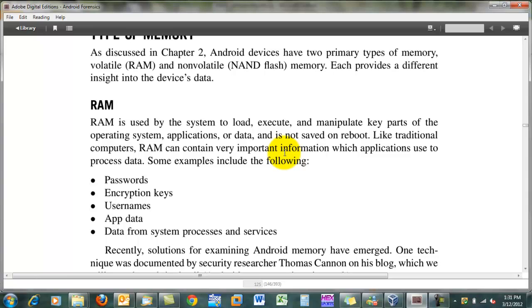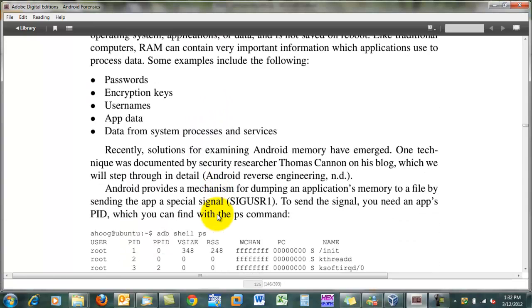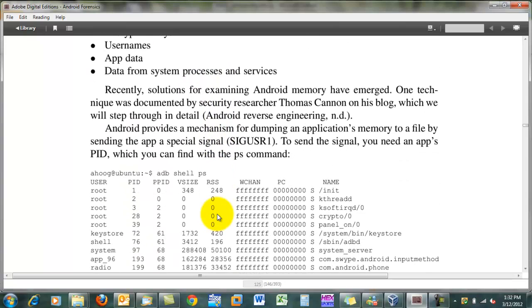So what are examples of RAM data which is useful today in terms of Android forensics? What can be stored in the RAM? Examples are passwords, encryption keys, usernames, application data, and system processes. So if you can pull the RAM data out from the Android, you might be able to get some of this data.